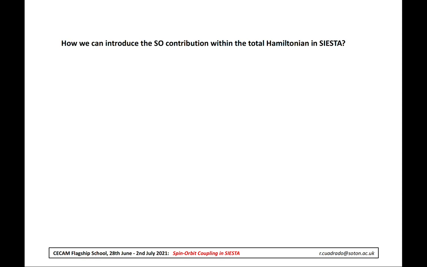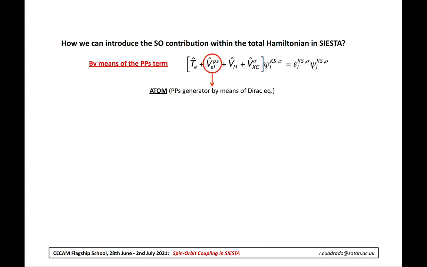Now the next step is to include the spin-orbit coupling in the total Hamiltonian of SIESTA. So how can we do it? This is done by means of the pseudo-potential formalism. In SIESTA, to construct the pseudo-potential, we use the atom program, which can obtain the pseudo-potential by solving the Schrödinger equation or the Dirac equation for an isolated atom.